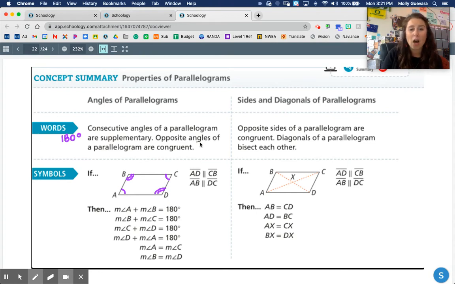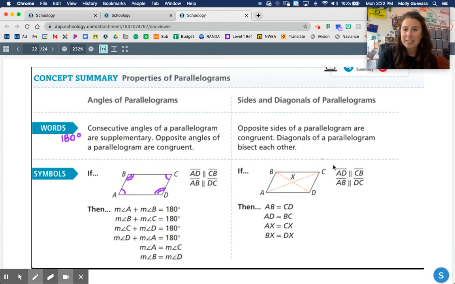And then it says opposite angles are congruent. So B and D are the same. The measure of angle B and the measure of angle D are the same. And the measure of angle A and the measure of angle C are the same. Okay, so if you have a parallelogram, you only have two distinct angles, right? And those two distinct angles are going to add to 180 degrees.